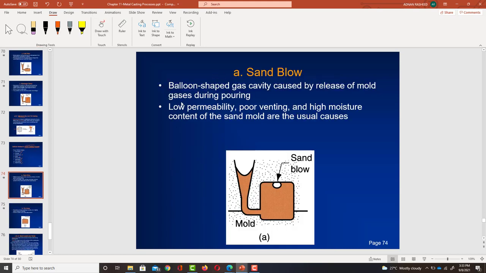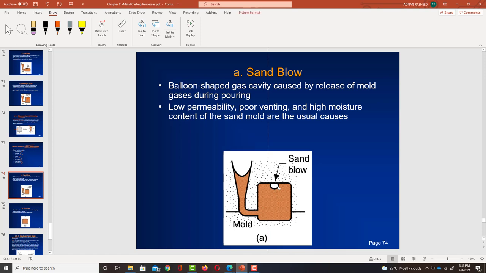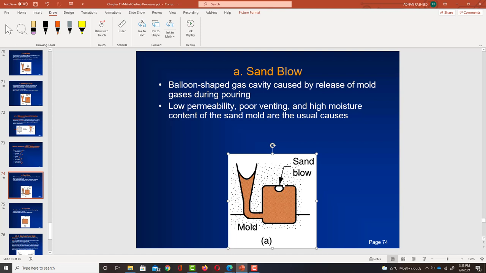सैंड ब्लो यही है कि जब आप मोल्टन मेटल डालते हो, ठीक है ना, सो उसमें से जो गैस है वो रिलीज होती है और वो हल्की होकर ऊपर सरफेस की तरफ जाती है, एंड इट गेट्स ट्रैप्ड, ठीक है ना। एंड दिस सैंड ब्लो इज ड्यू टू लोअर परमिबिलिटी ऑफ द मोल्ड, पुअर वेंटिलेशन एंड हाई मॉइस्चर कंटेंट ऑफ द सैंड मोल्ड. ठीक है, सो दिस टाइप ऑफ डिफेक्ट इज नोन एज सैंड ब्लो.